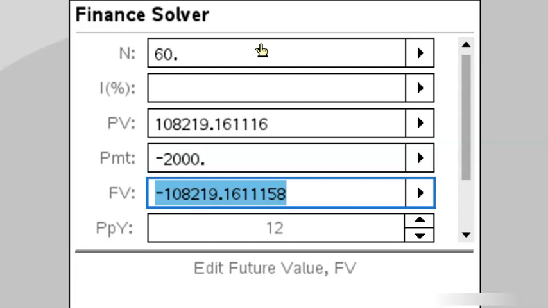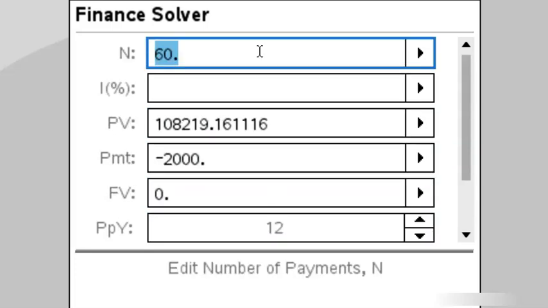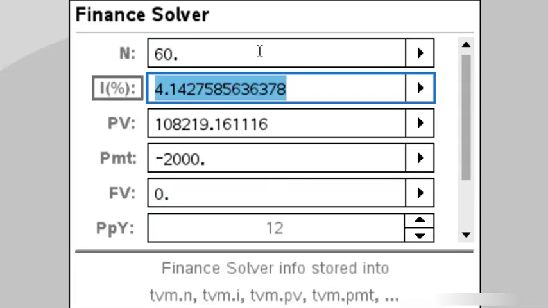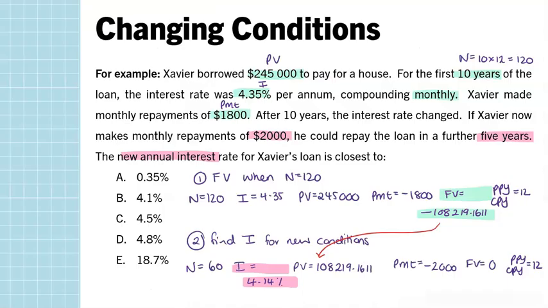We want our loan to be paid out, so we want our future value to be 0, and we're going to solve for what interest rate would help us achieve that. And so there we get an interest rate of 4.14%. And so from the options there, we can see B is our best answer.